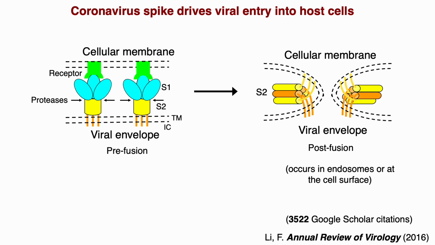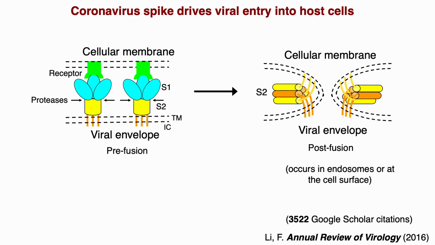During viral entry, S1 binds to a host cell surface receptor for viral attachment. The spike protein is cleaved by a host protease at the S1-S2 boundary. Then S1 dissociates and S2 undergoes a dramatic structural change to fuse the viral and host membranes.